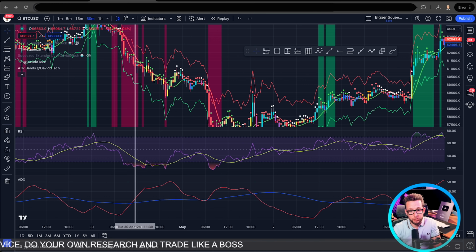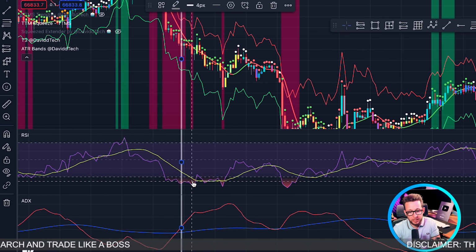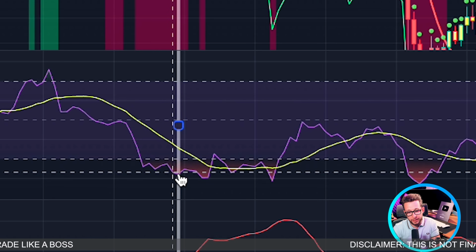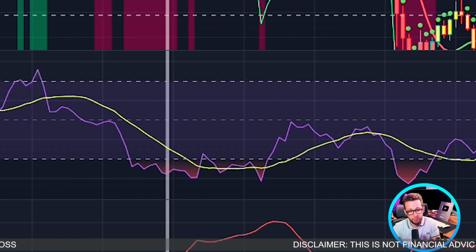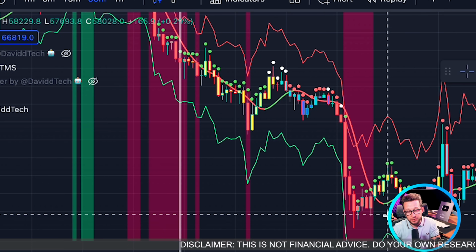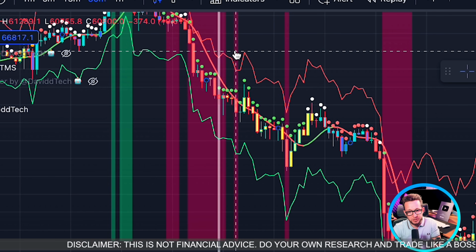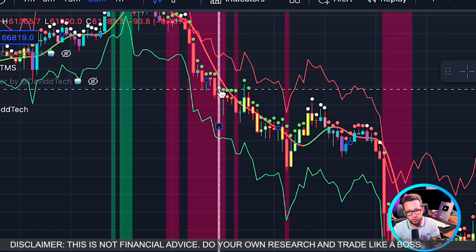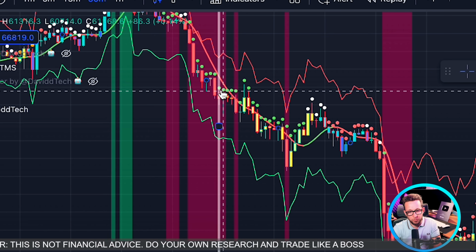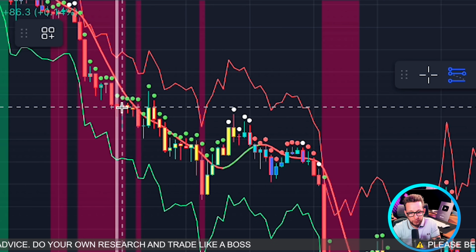Okay, here is a short entry just here, as you can see. Now, this proves exactly what I'm talking about here. As you can see, we're in the oversold section here, but price continues to dump for a further 7 to 8% all the way to the bottom here. So we're going to be taking an entry on this candle here.